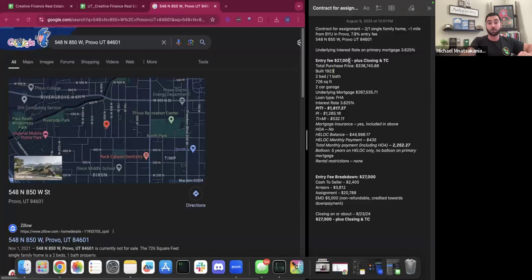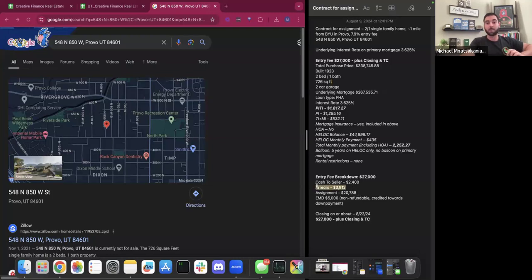Entry fee is super low, so the money that you're giving to the sellers, the agent, the wholesaler, whoever, is very low. They're not accounting for closing costs or transaction coordination. We'll talk about all that. Purchase price, when it was built, yada yada. Okay, I've actually not seen any of this yet, so this is good. Cash to seller, arrears, assignment.